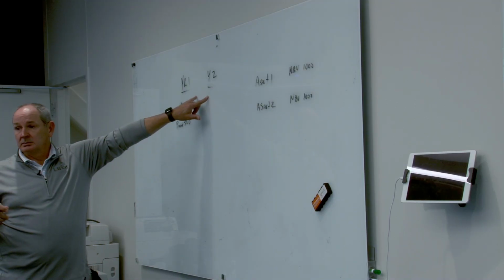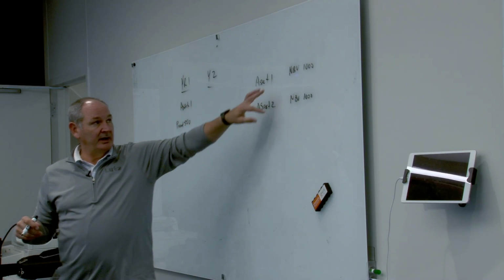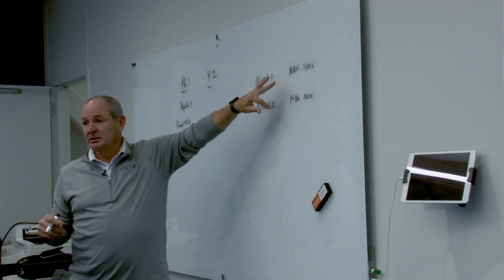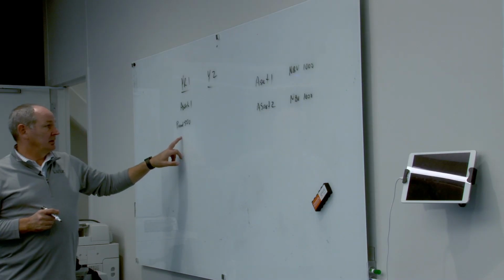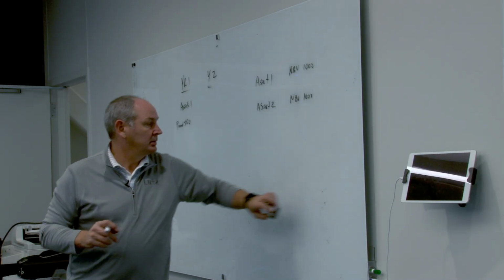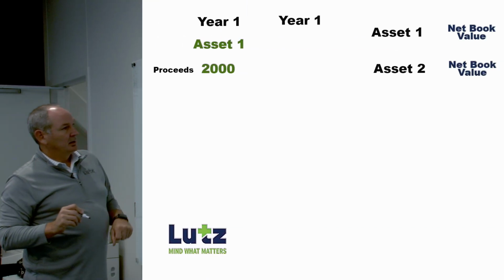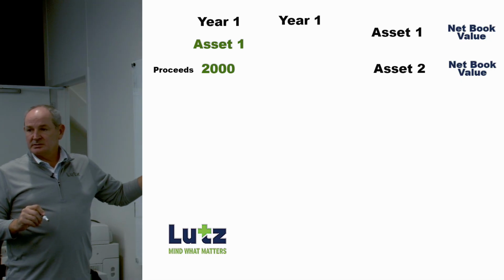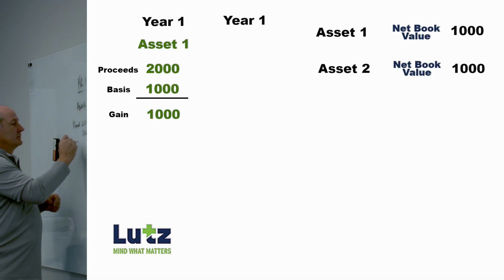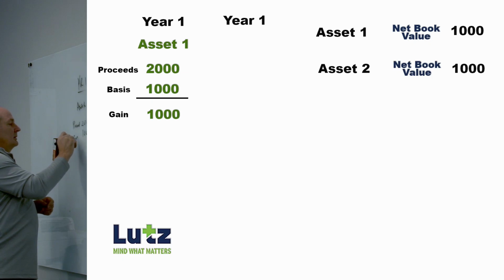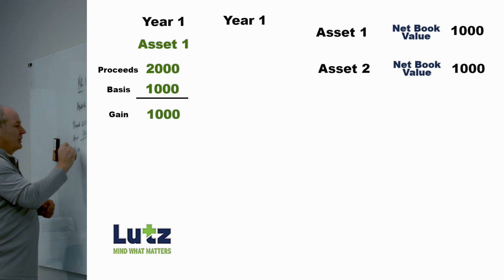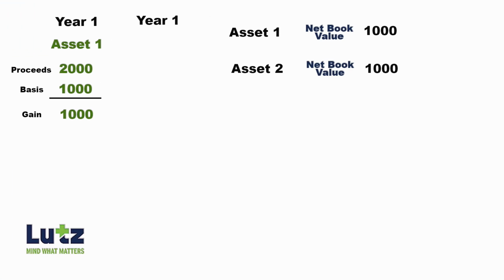So let's do it again. I got year 1, year 2. I have asset 1 and asset 2. I have tax net book value of $1,000 in both those. I'm selling asset 1, and I'm going to change this to $2,000. If I sell it for $2,000, what's my basis? 1,000. What's my gain? 1,000. So per Allie's rule, my gain exceeds, I have a gain, correct? And that's the only activity I have.